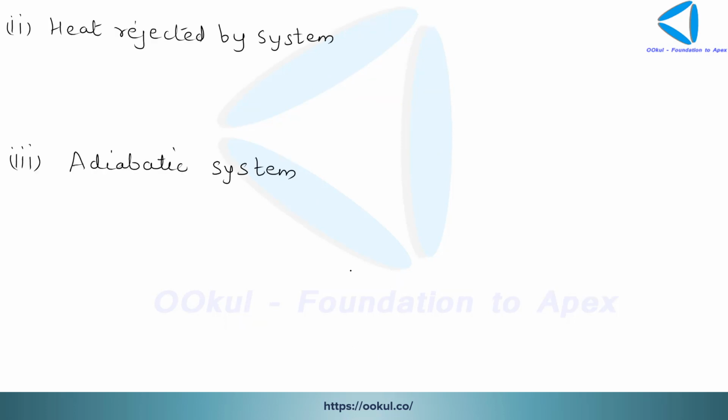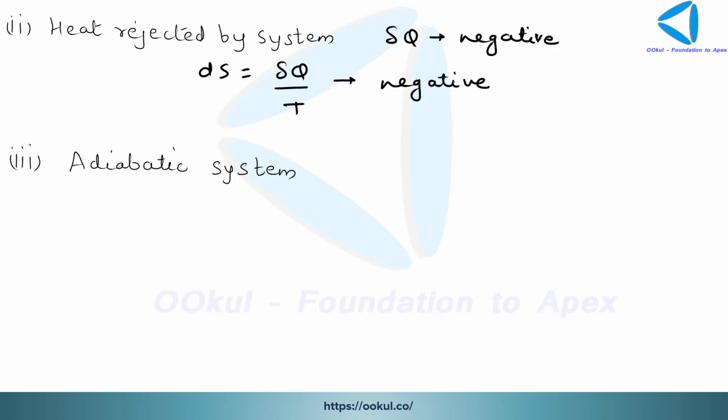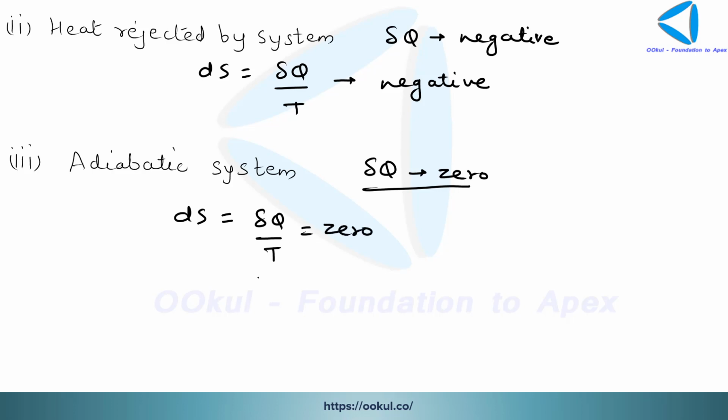Next is heat rejected by the system. Heat rejected by the system means δQ is negative. So dS, which is equal to δQ by T, will also be negative. That means the entropy of the system decreases. And next is the adiabatic system. You already know that no heat transfer takes place, that is δQ equal to 0. So dS, equal to δQ by T, is also equal to 0 in this case. So an internally reversible process followed by an adiabatic system will have no entropy change.